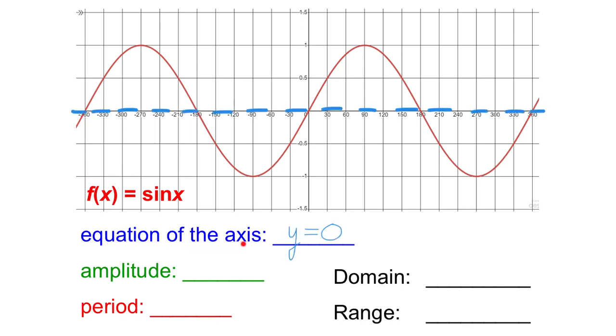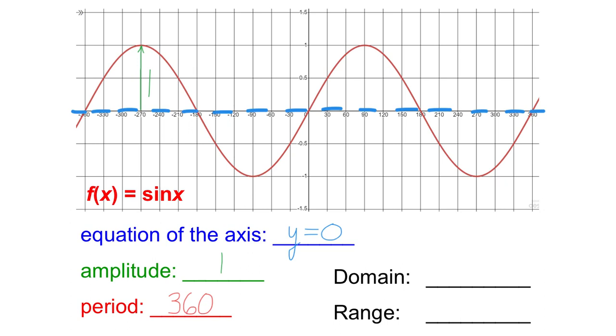The equation of the axis is the equation of this line that goes right through the middle of our function, so it's an equal distance from the highest and lowest values. For this function, that line is the x-axis, which has the equation y equals 0. The amplitude is the distance between the axis and the maximum or minimum value. If I look at my axis and the maximum value, we're 1 unit away on that scale. So the amplitude of this function is 1.